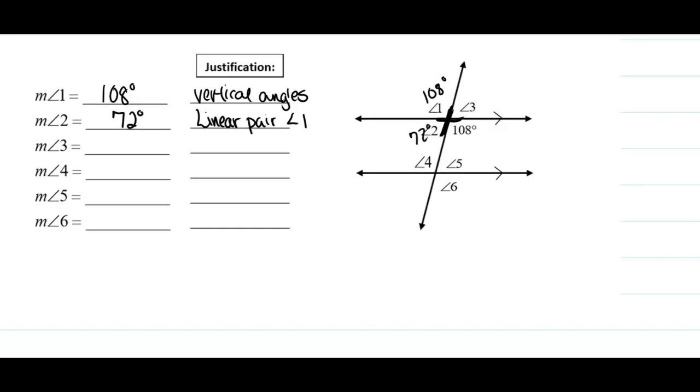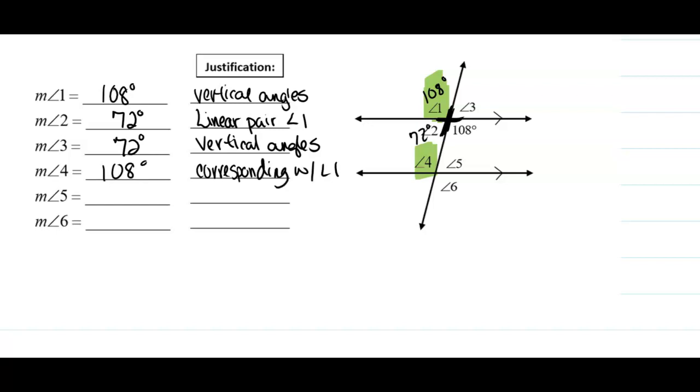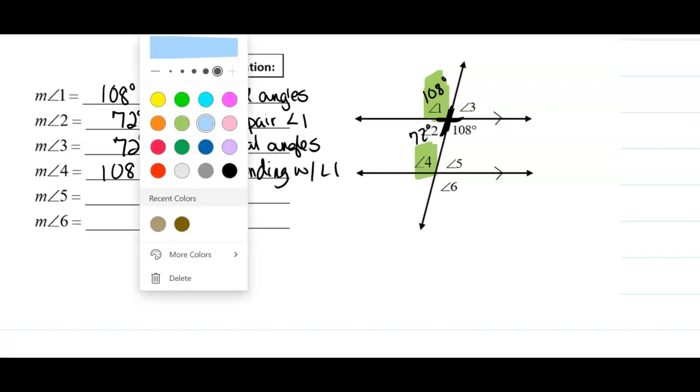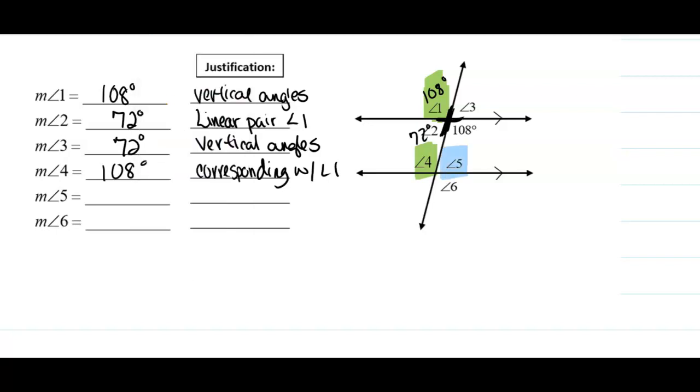Then we look at angle 3. Angle 3 and angle 2 are vertical angles, so we know angle 3 is 72. We look at angle 4. Angle 4 is corresponding to angle 1. So angle 4 is 180 degrees. I'm sorry, 108 degrees because it's corresponding to angle 1. And then if we look at angle 5, angle 5 and angle 3 are also corresponding, and angle 3 is 72 degrees.